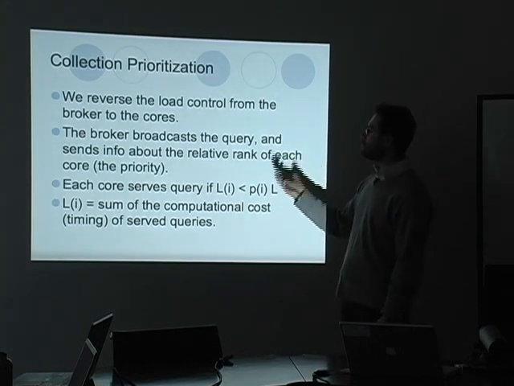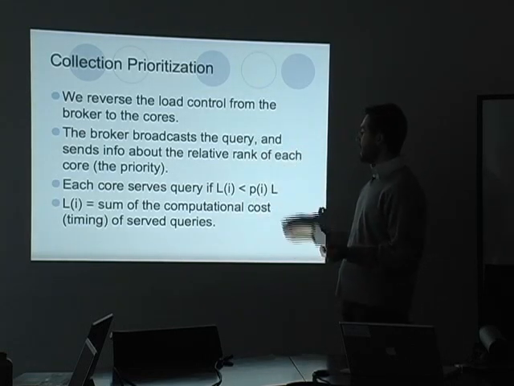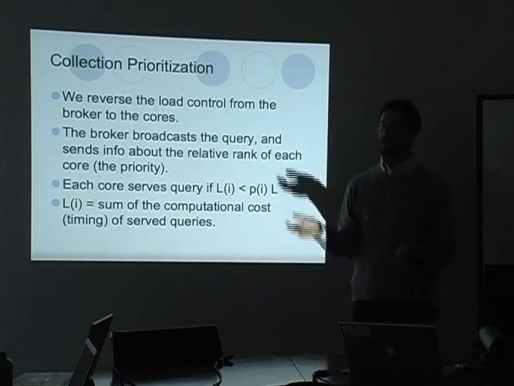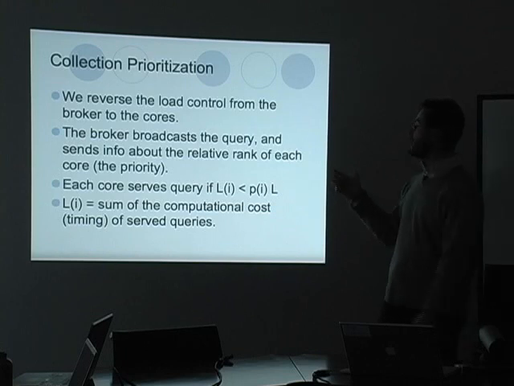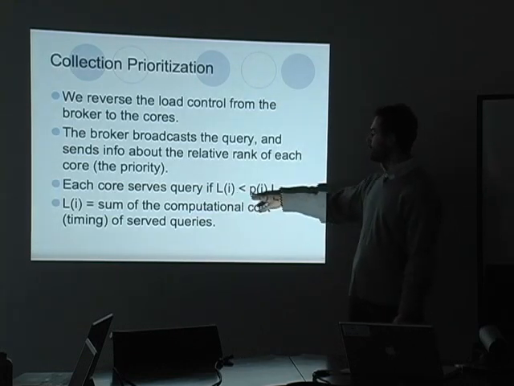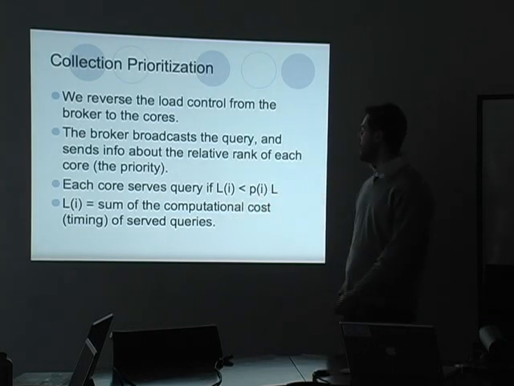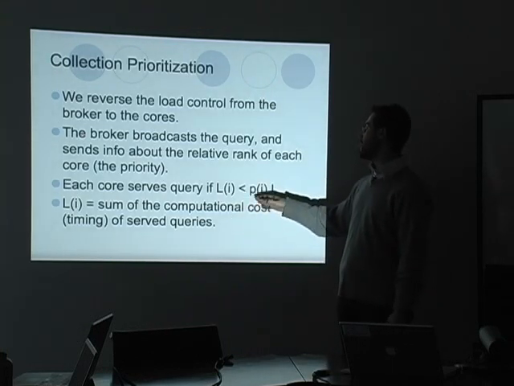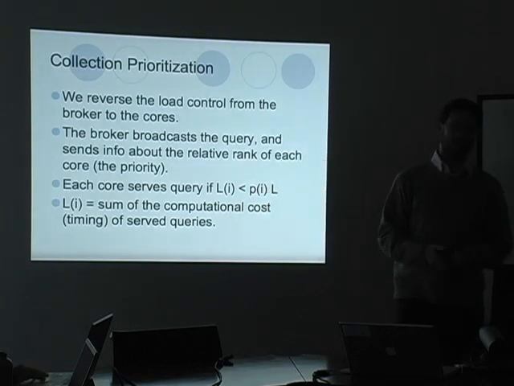Again, the broker, the interface, the front end, is ranking the collections and giving different priorities to each collection for the query. So it's broadcasting the query to all the servers with a tagged priority, and each server will choose to answer if the instant load is smaller than the priority times the peak load. If the priority is 1 for the most relevant server, it will always answer. And less relevant servers will answer only if they are idle or underutilized.